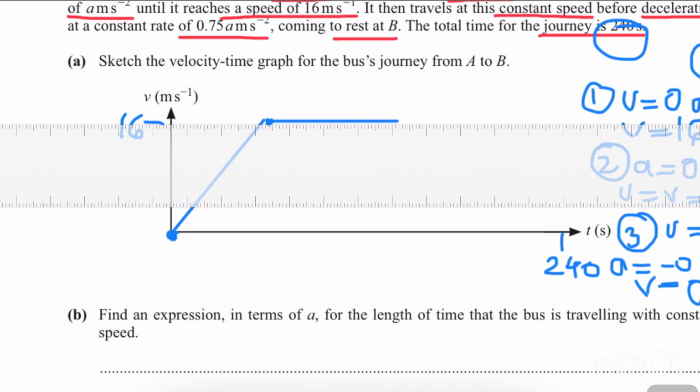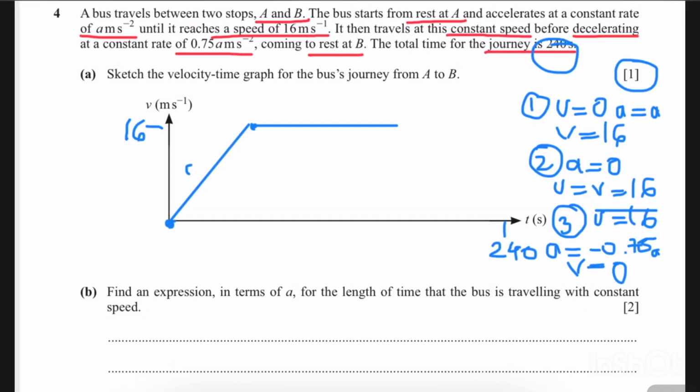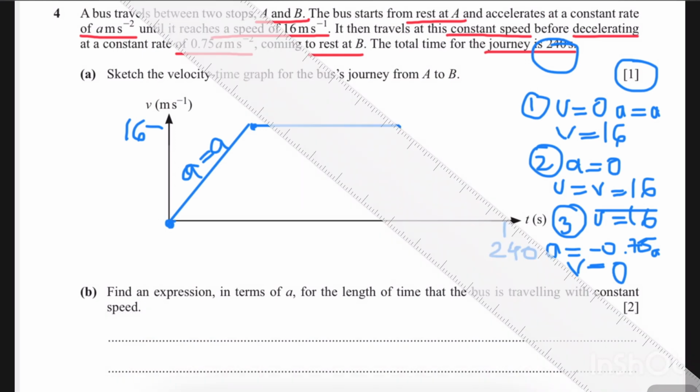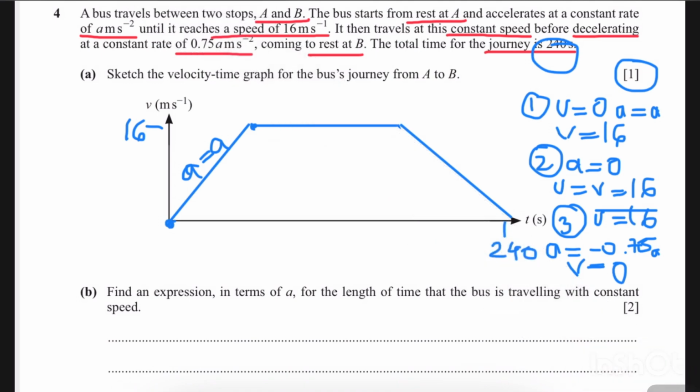And now, for the last part of the journey, there is negative acceleration. So that means the gradient of the line will be negative and it will be downward sloping. For the first part, they've given us that the acceleration is a. The slope of the third line segment is lower than the first. It will be flatter than the first segment. I will join the line from 16 to the point 240 on the graph.